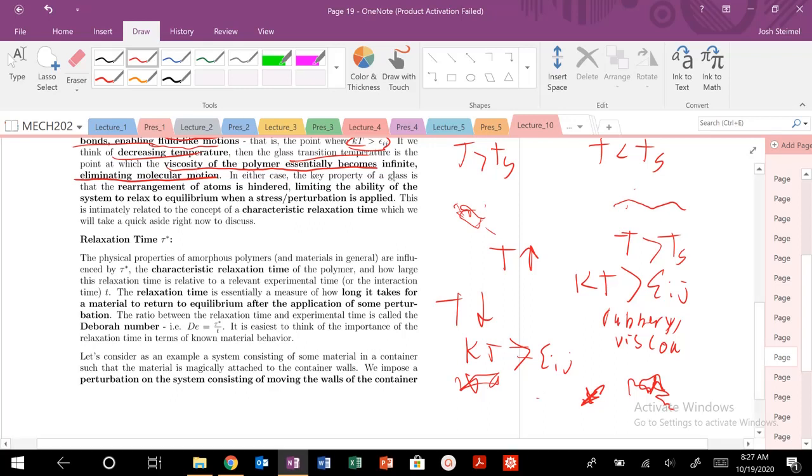In either case, the key property is that in a glass, the rearrangement of atoms is hindered, and we're limiting the ability of a system to relax to equilibrium when a stress is applied. So we're going to take a brief derivation and look at this characteristic relaxation time and how it relates to Tg, polymers, glasses, and rubbery states in just a second, because that's one of the key aspects here.